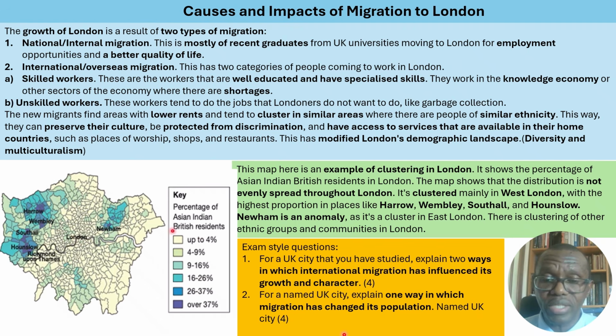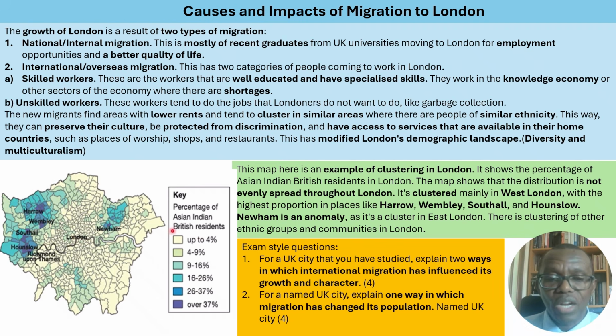So for a UK city you have studied, explain 2 ways in which international migration has influenced its growth and character. So you can talk about areas that have grown as a result of this migration, international migration. You can talk about the character of London. So London's character has changed because it has more diversity, ethnic diversity, and is also quite multicultural. So you can talk about or discuss those 2 points here.